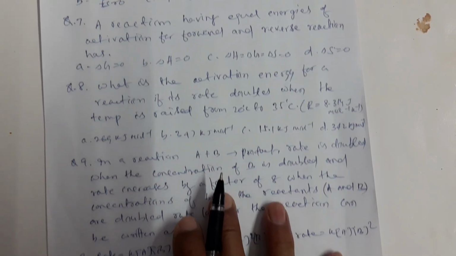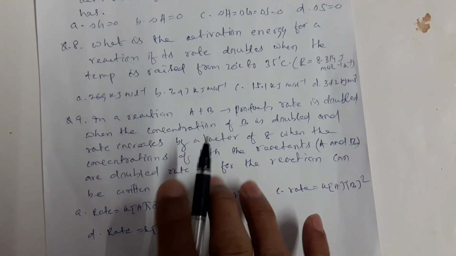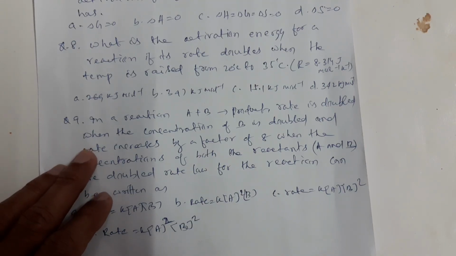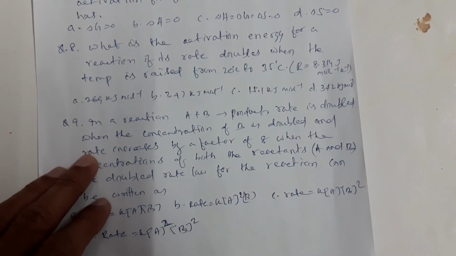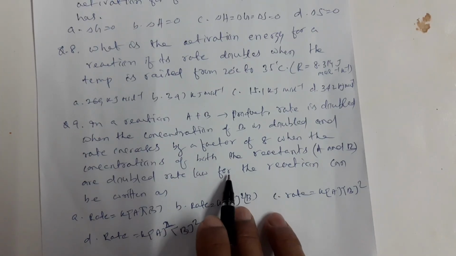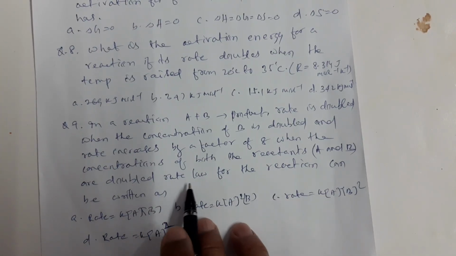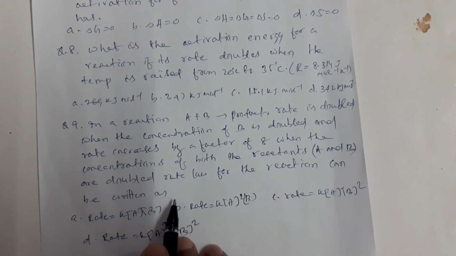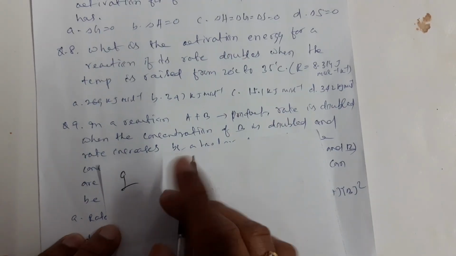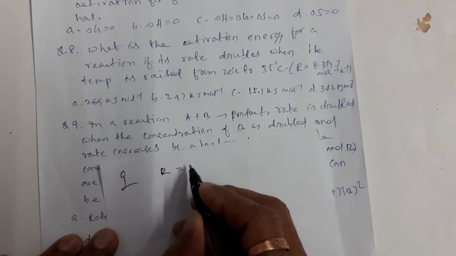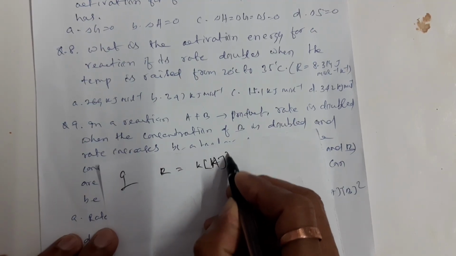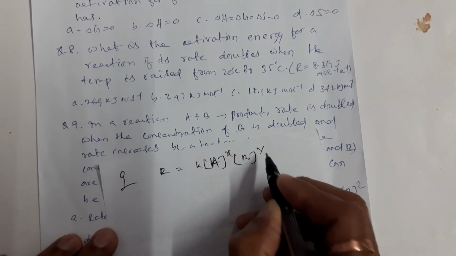Next, in a reaction A plus B giving product, the rate is doubled when the concentration of B is doubled, and the rate increased by a factor of 8 when the concentration of both the reactants A and B are doubled. The rate law for the reaction can be written as how? So question number 9, you see. This is the rate and this is the rate constant. This is A to the power x, B to the power y.